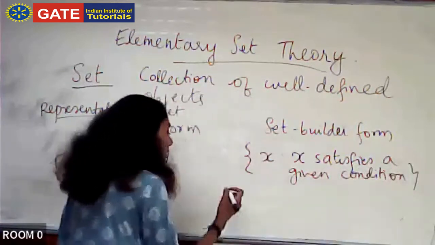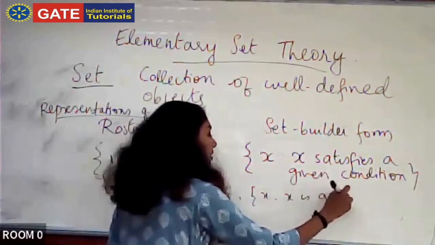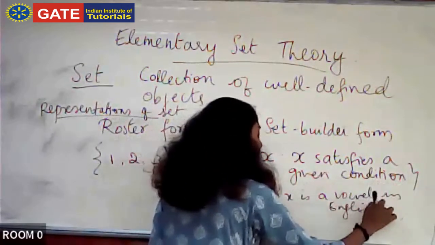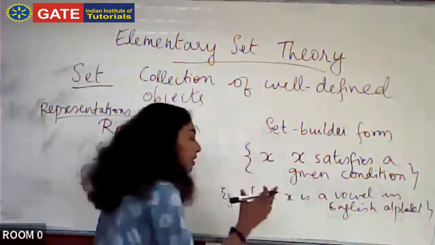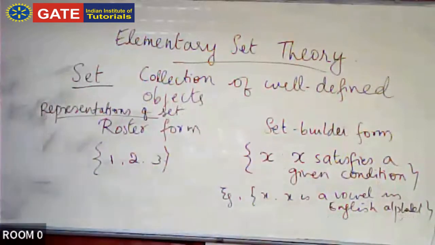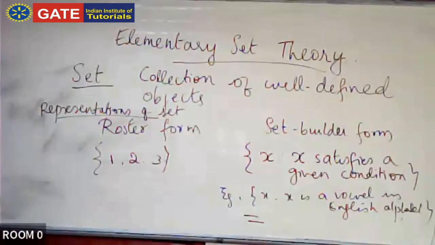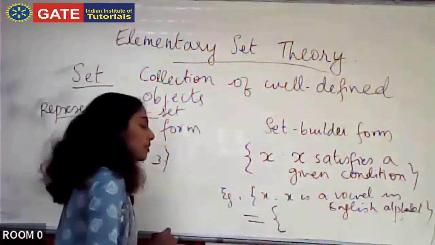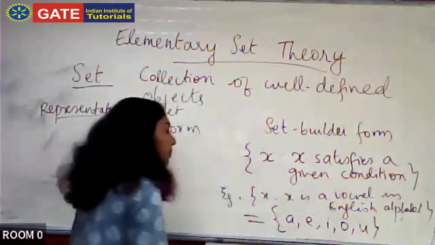For example, set of all x such that x is a vowel in the English alphabet. So that is a set builder form representation. And can you tell me what will be the corresponding roster form? Set of all x such that x is a vowel in the English alphabet. So what is going to be that set? A, E, I, O, U.